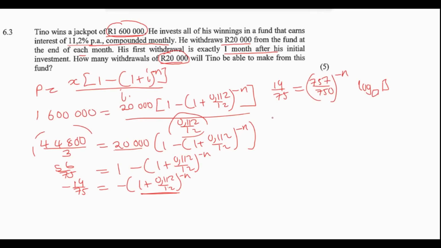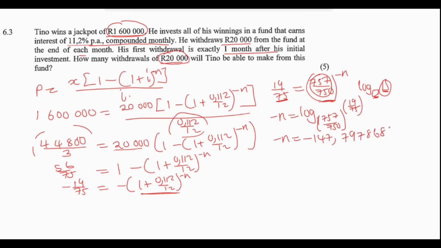Right, the exponent becomes the subject, negative n is equal to log, and then the base becomes, this is our base, so it becomes 757 over 750, and then the number, the argument is what? 19 over 75. In this space here, you put the base, and then on this space, you put the argument, the number there. Then put this in the calculator. So it becomes negative n is equal to negative 147.7978688, right? n is equal to 147.7978688.